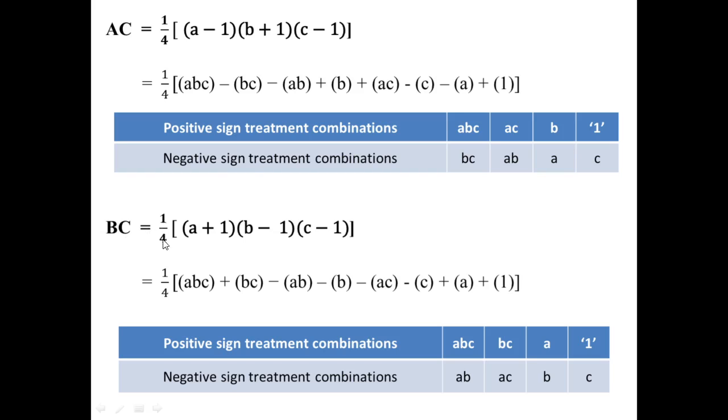It is 1 by 4 times (A plus 1) into (B minus 1) into (C minus 1). So we get the formula 1 by 4 times ABC plus BC minus AB minus B minus AC minus C plus A plus 1. The positive treatment combinations are ABC, BC, A and 1, and the negative treatment combinations are AB, AC, B and C.